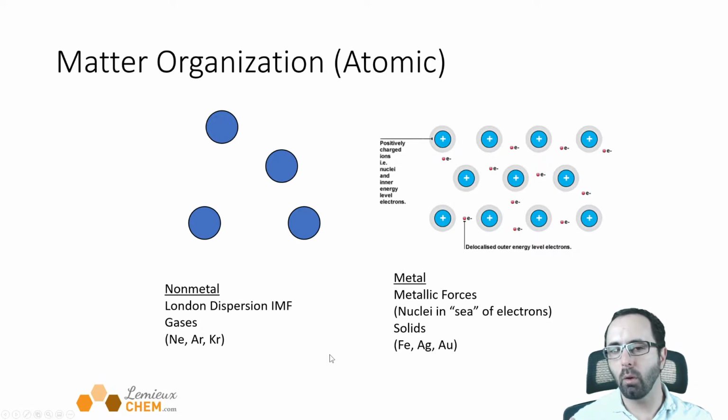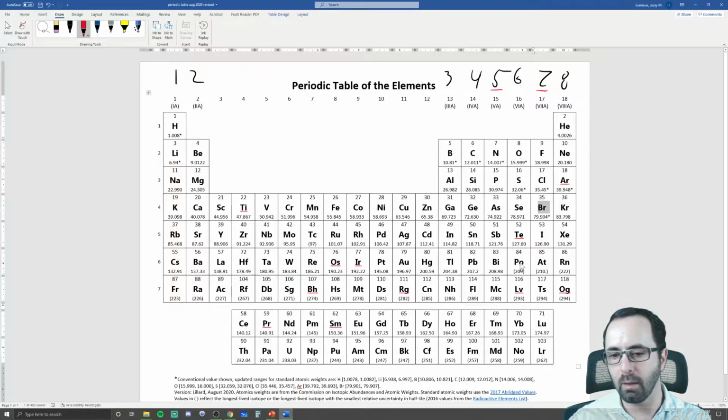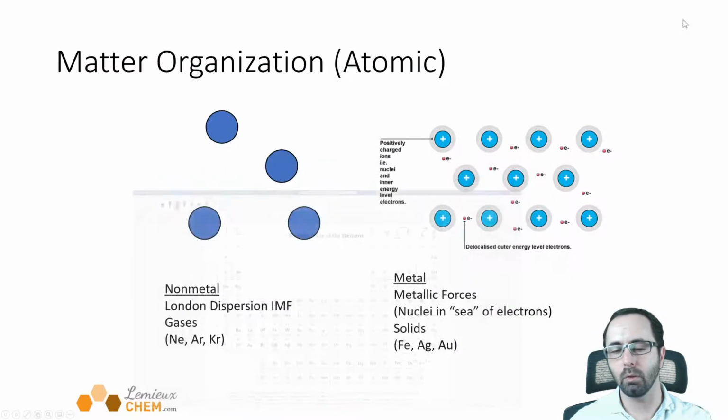So what does this mean for the way matter is organized? First, let's talk about elements. Elements can either come in the form of individual atoms, or they can come in the form of molecules such as N2 and O2. So for nonmetal atoms that exist as atoms, these generally include the noble gases, because the noble gases, as you can see from the periodic table, have 8 valence electrons, so they don't have an energetic incentive to bond. So they tend to stay as individual atoms.